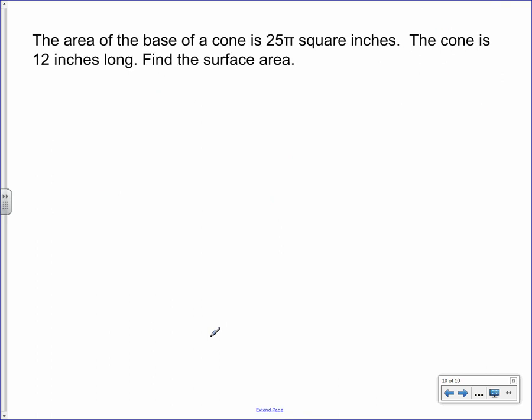Last one. You have an extra problem down there, right? Okay. The area of the base of a cone, so we're going to draw a cone, is 25 pi square inches. The cone is 12 inches long. Find the surface area. I'm going to draw a cone. They said the area of the base of a cone, okay, I'll come back to that. A cone is 12 inches long. All right, well, that would be the height, right? 12 there. You can draw it either way. It's still a cone, right? Either way. And then it said find the surface area. So let's start with that.